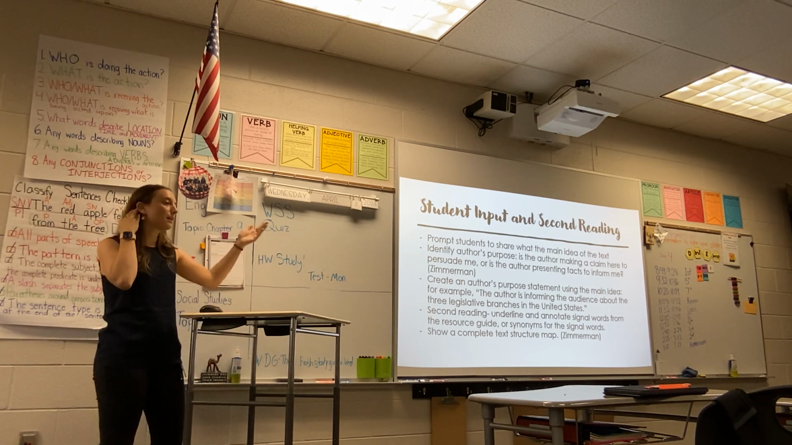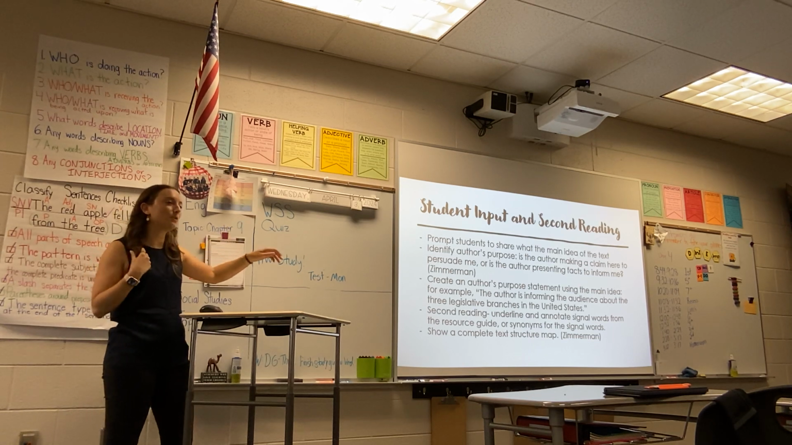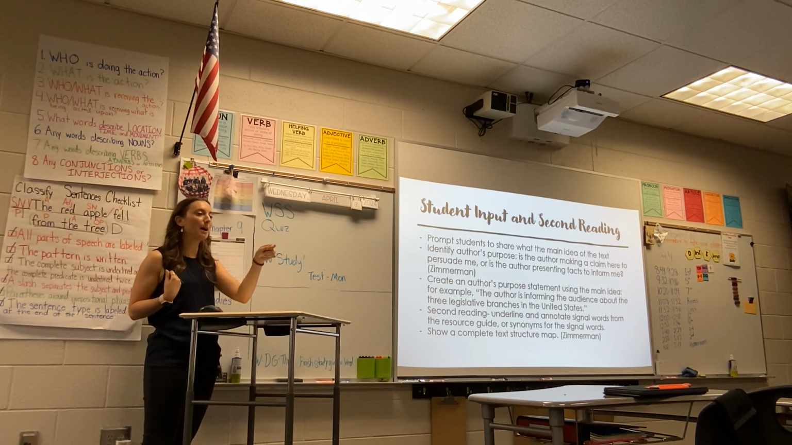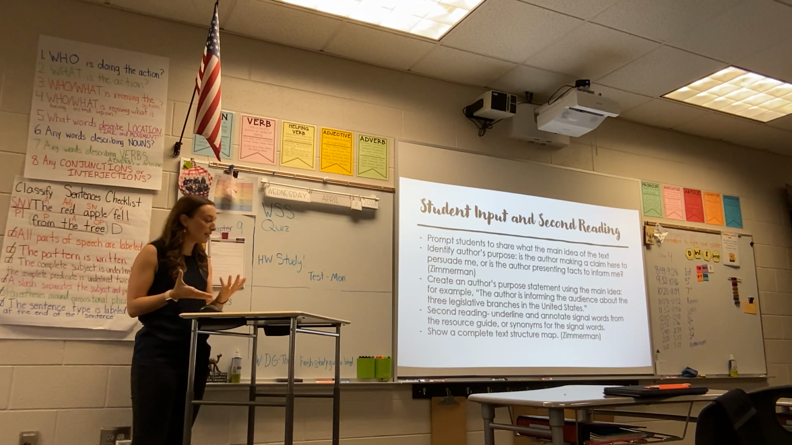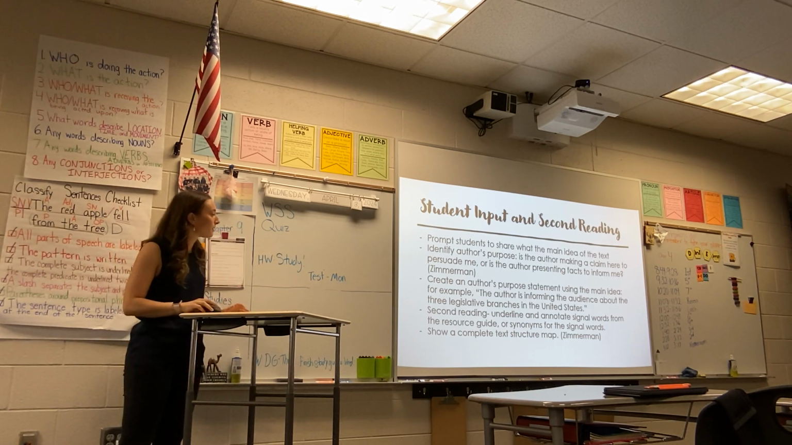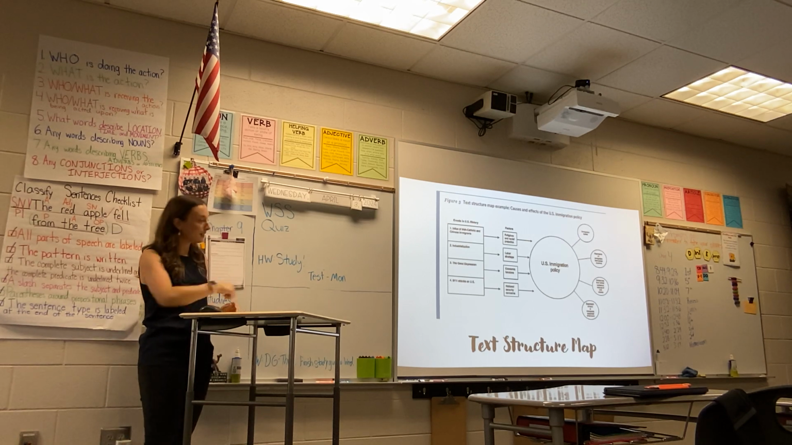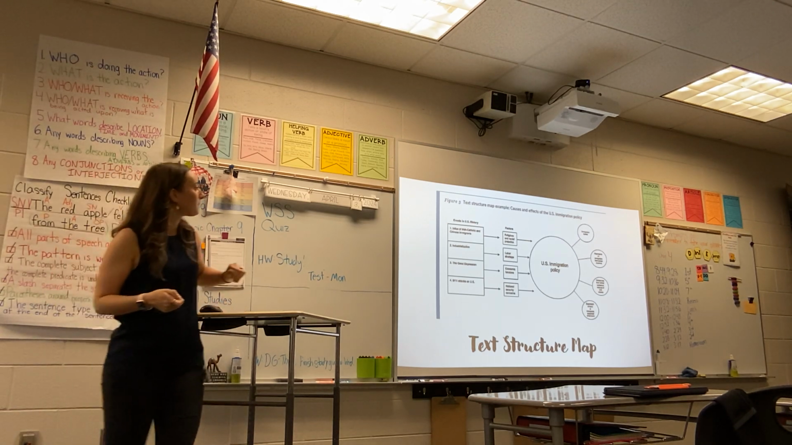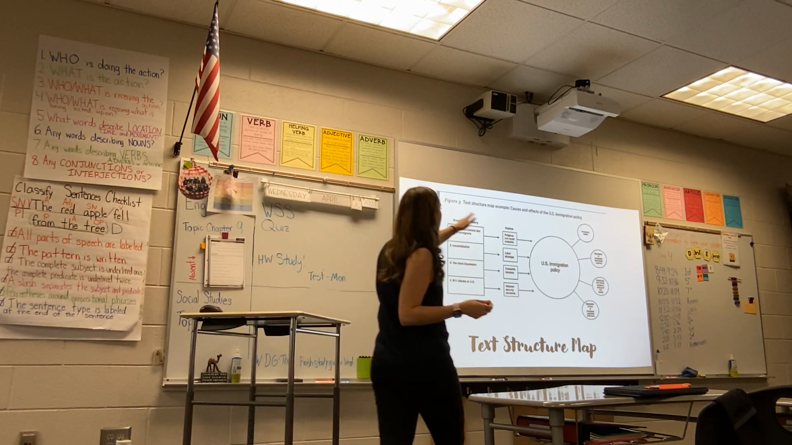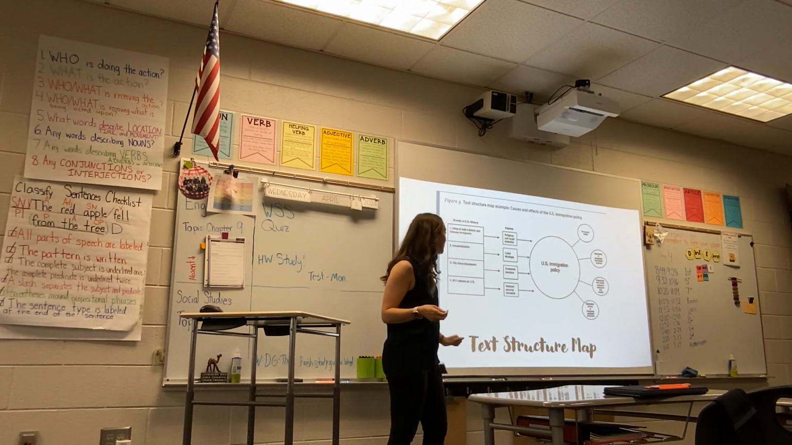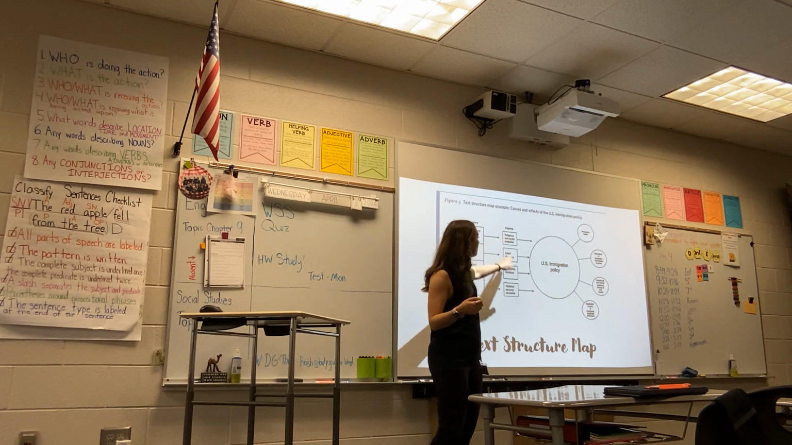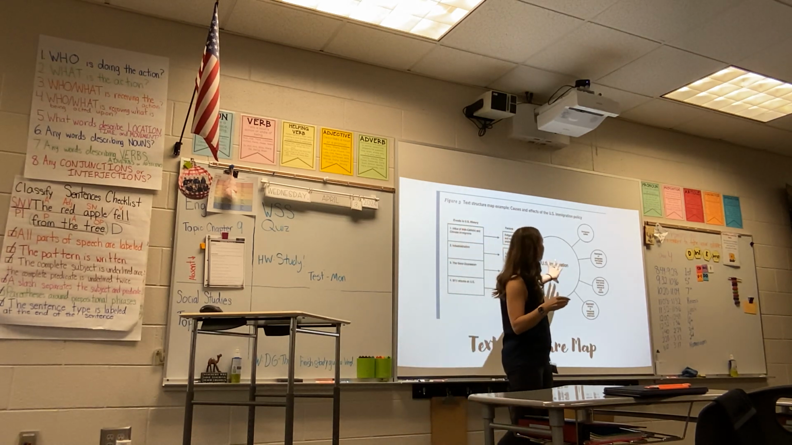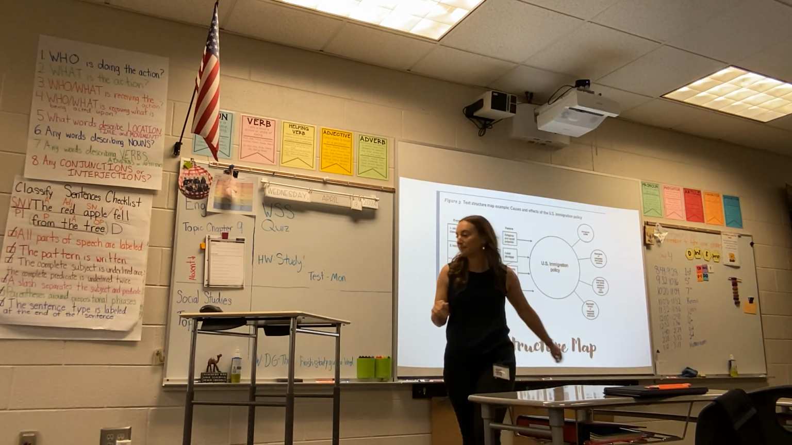So if you go back and you have that guide up, you can kind of model highlighting or underlining those signal words. And then finally, you would show a complete text structure map. So here's an example of a completed text structure map. It's a cause and effect of U.S. immigration policy. So it involves a list of the events, the factors, the big idea, and then all the details.